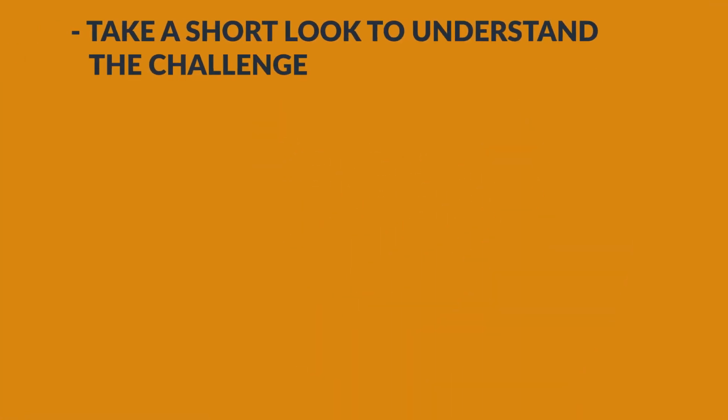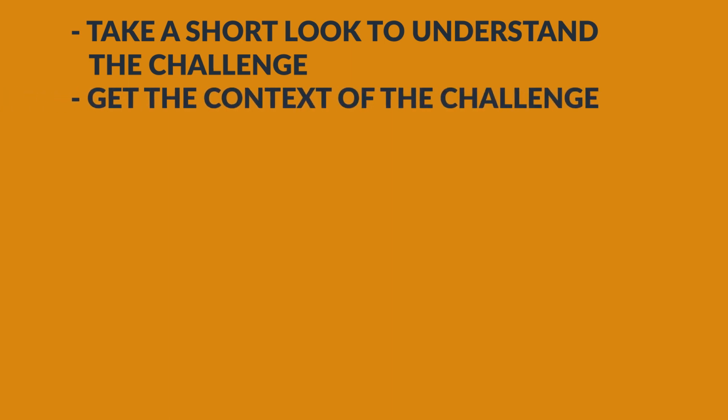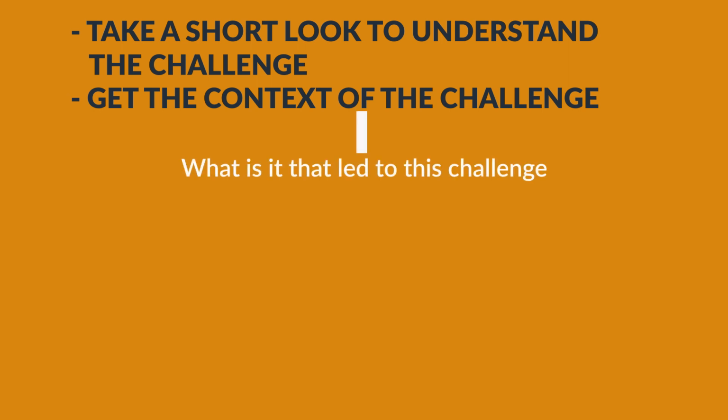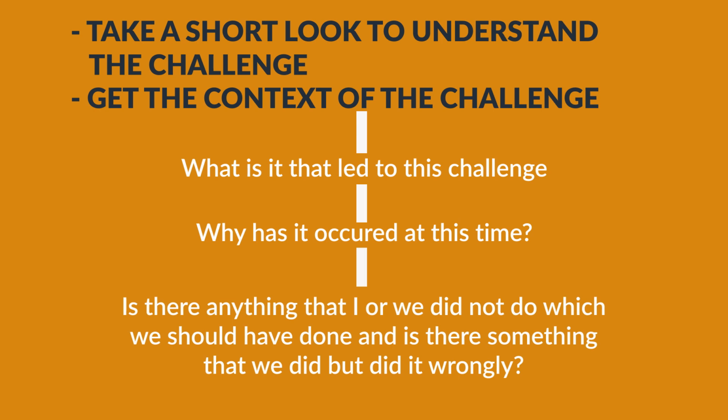So you need to take just a short look to understand the challenge and then get the context of the challenge. What is it that led to this challenge? Why has it occurred at this time? It is important to know the timing of the challenge. Is there anything that I or we did which we should not have done? Or is there anything that we did but did it wrongly, resulting in the challenge? So the key issue under this point is to understand the context of the challenge.